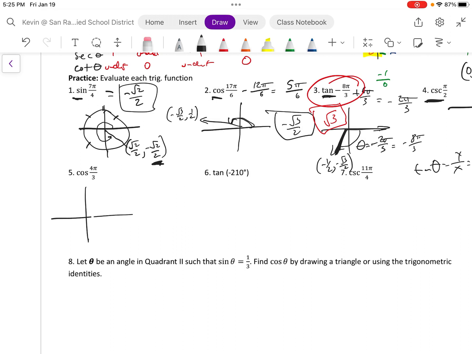4 pi over 3, cosine 4 pi over 3. Again, that's on the unit circle. Here is our 1 pi over 3, 2 pi over 3, 3 pi over 3. I should do this in red. That's 1 pi over 3, 2 pi over 3, 3 pi over 3, 4 pi over 3. So this is the angle we're looking at. At this point, we have negative 1/2 and negative root 3 over 2. Third quadrant, both x and y are negative. Because we know the unit circle, cosine is our x value, so this is negative 1/2.